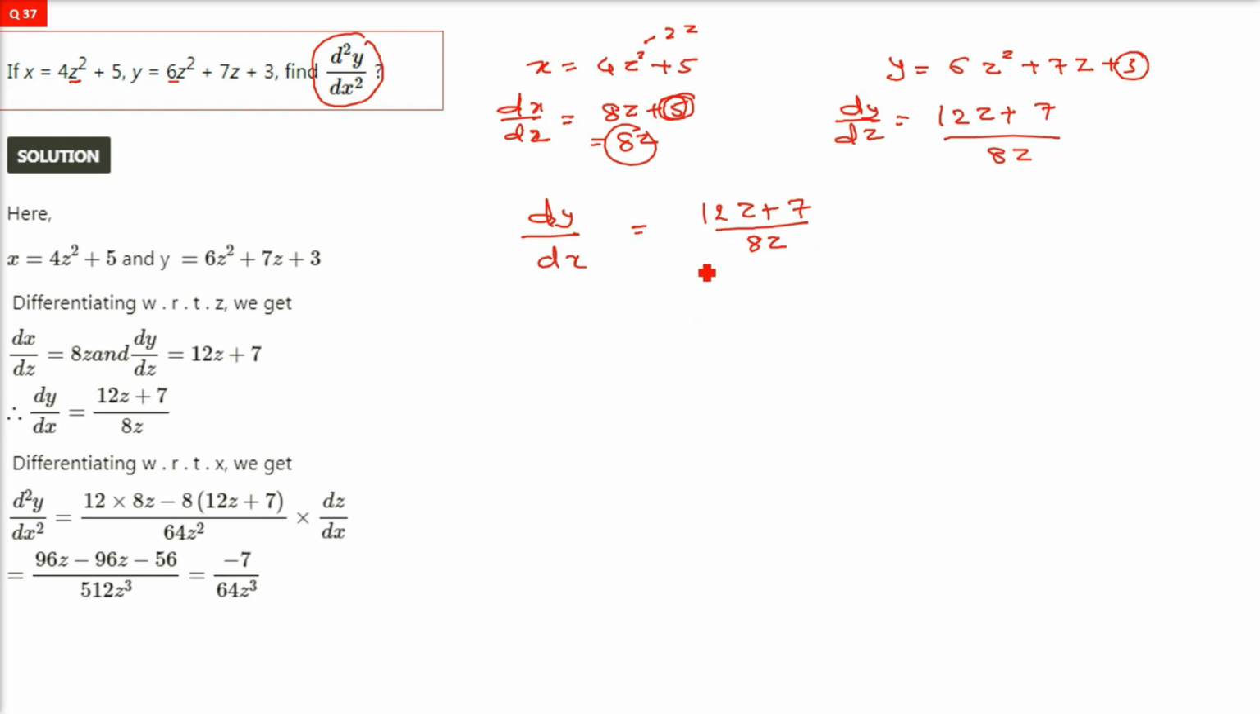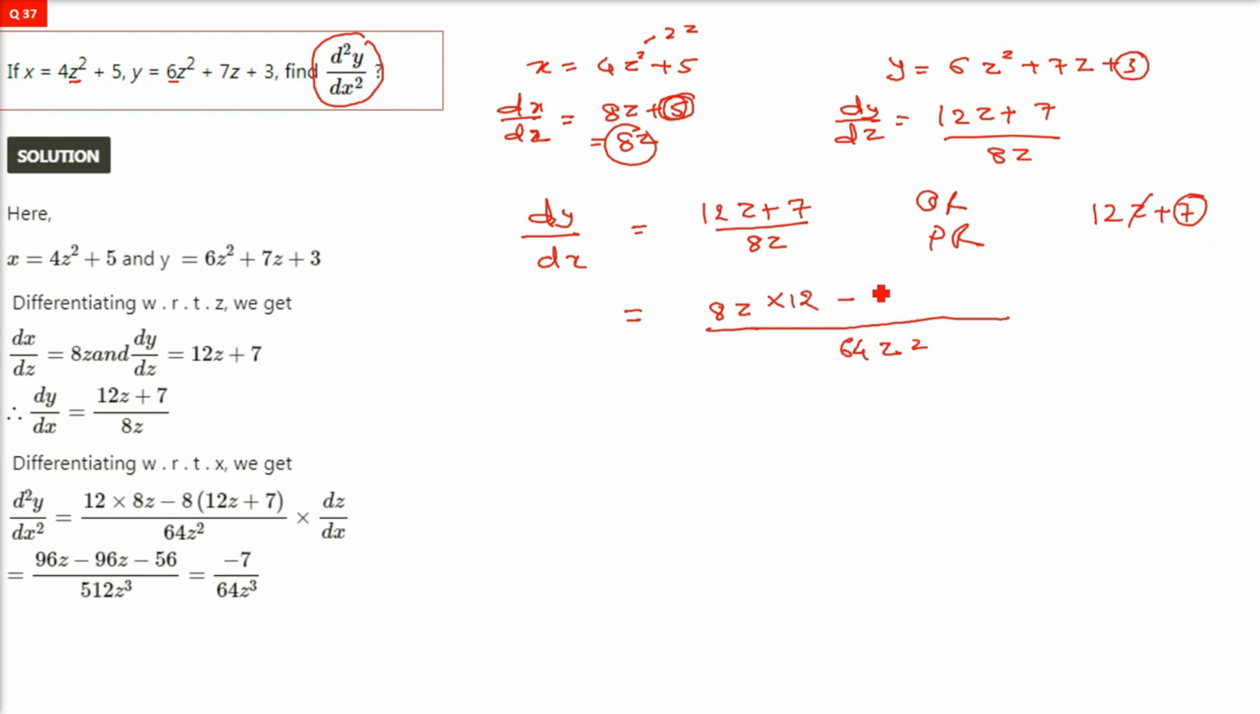We have to differentiate it once more, and the differentiation can be done using the quotient rule. It can be done using the product rule also. So 8z square, I am doing it with quotient rule. So 8z square is 64z square. 8z will remain like this. Differentiation of 12z plus 7 will happen. This is 0, 12z is 12. So 12 will remain here, minus.